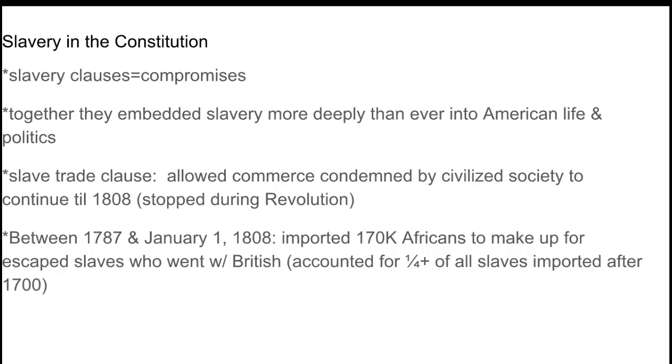So the framers said, well, you've got the next 20 years to deal with this. You can import all you please between now and then, but January 1, 1808, it will be up for a vote. So they imported 170,000 Africans to make up for the escaped slaves who had gone with the British. They had left when the British left. The escaped enslaved people went with the British, mostly to Canada, which was still British.